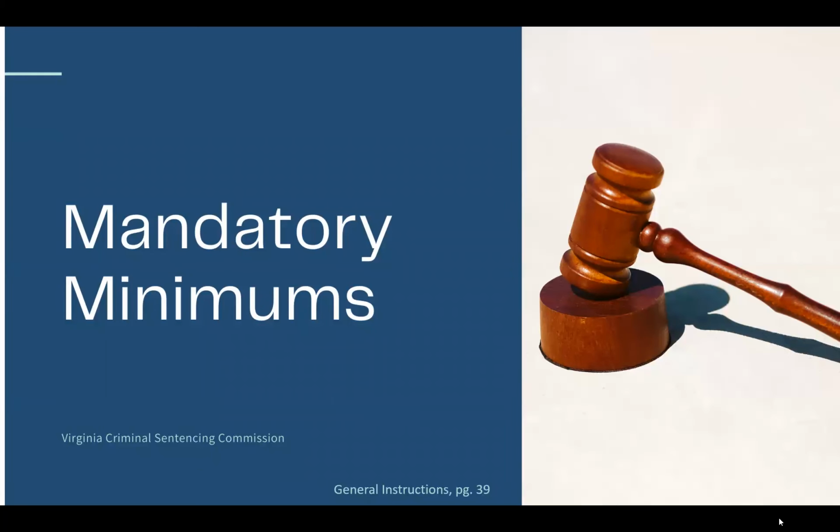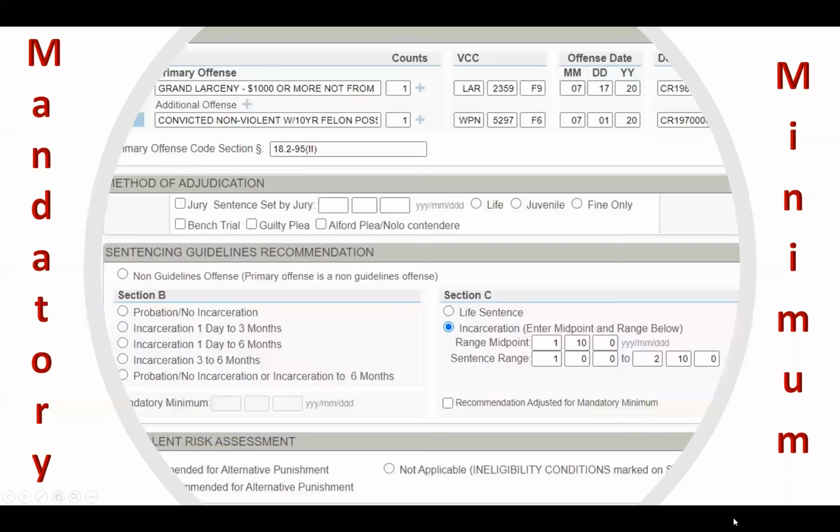In today's video, we will discuss mandatory minimums on the sentencing guidelines. Detailed information for mandatory minimums can be found in the General Instructions section on page 39. Mandatory minimums are located under the Sentencing Guidelines Recommendations section of the cover sheet, and users must enter in the mandatory minimum under the appropriate section depending on the worksheet that was completed.